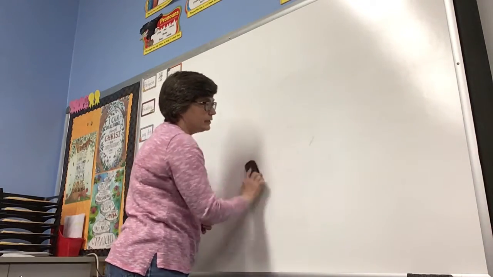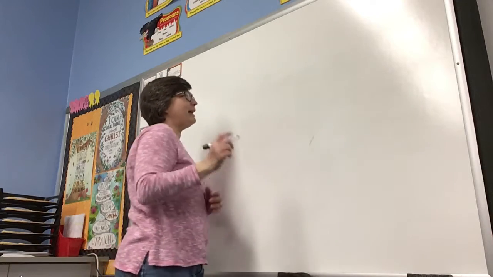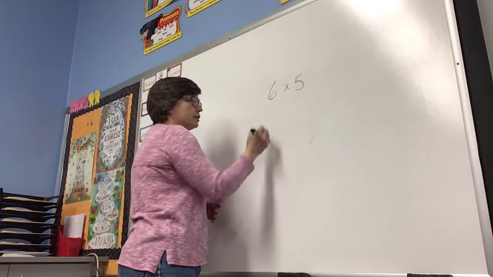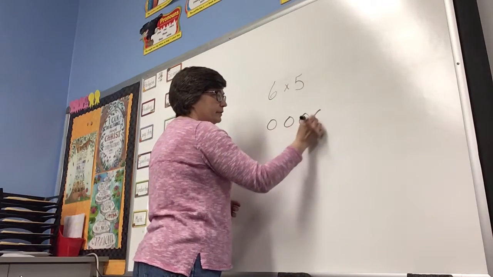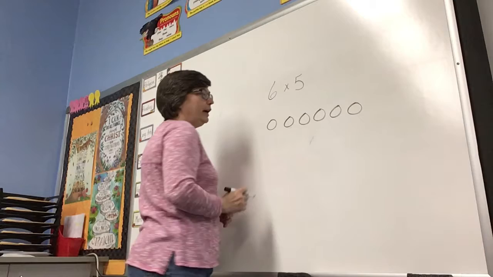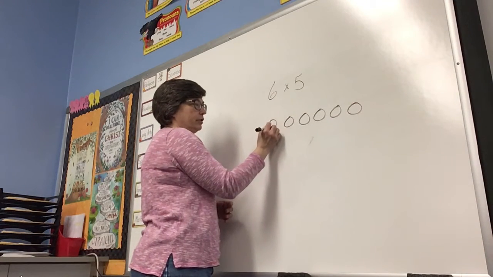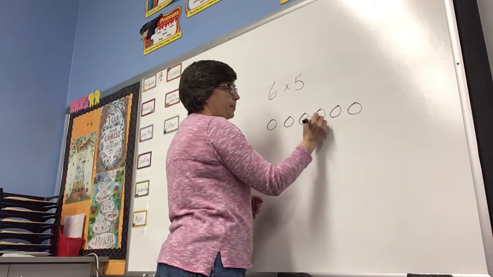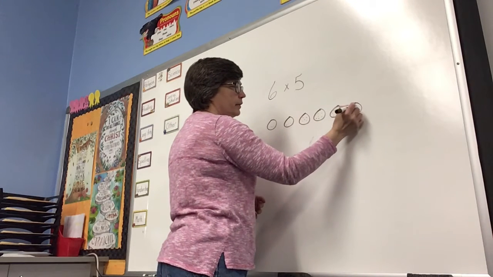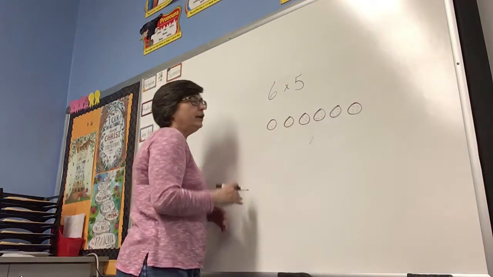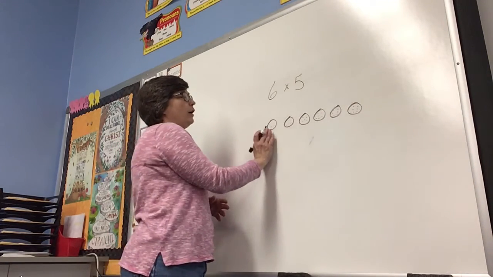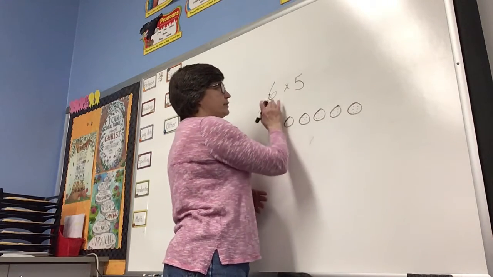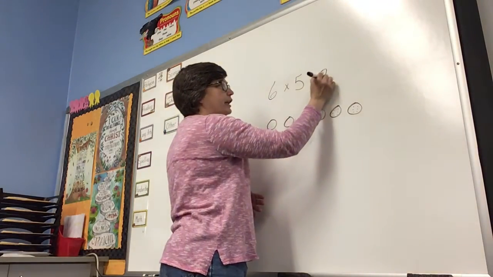Now, what if I say 6 times 5? So that would be our 6 groups. Okay, and then there's 5 in each. Okay, we can count that out. We can go 5, 10, 15, 20, 25, 30. So 6 times 5 equals 30.